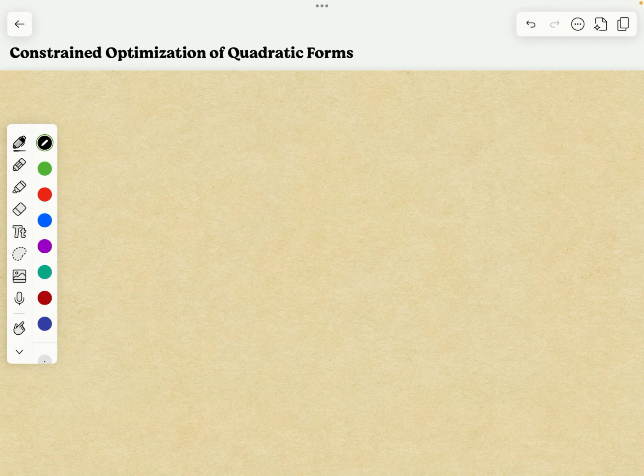In this video, we're going to talk about optimization of quadratic forms. This is a more advanced topic that probably is more suitable for a second course in linear algebra than a first course, but I wanted to talk about it because it leads to a discussion of something called principal component analysis in statistics.